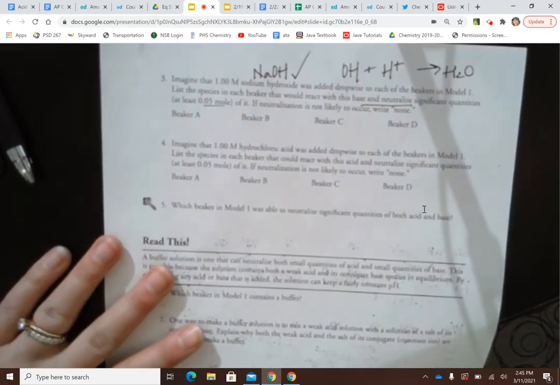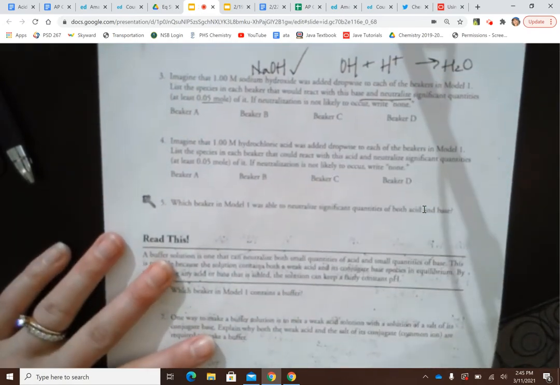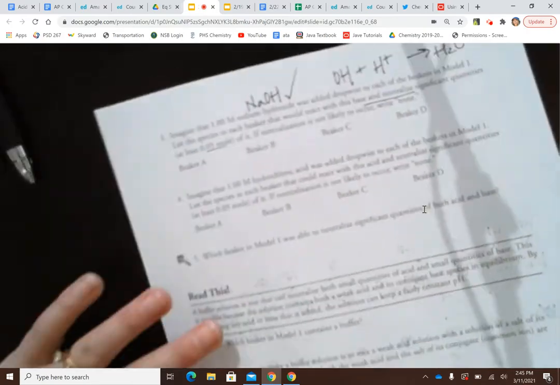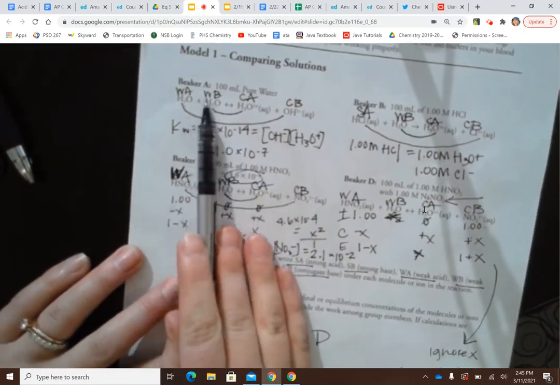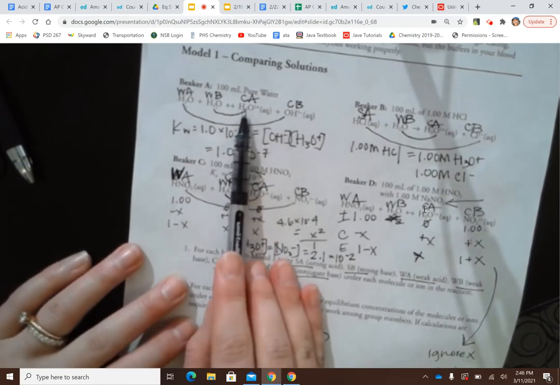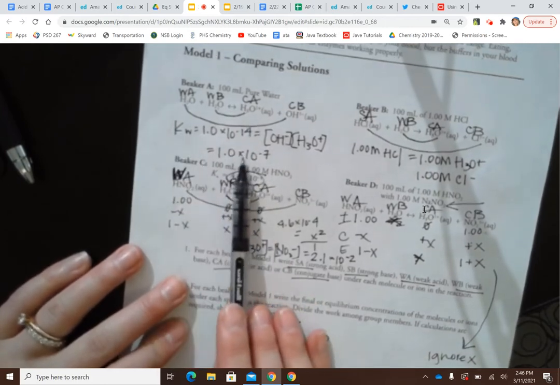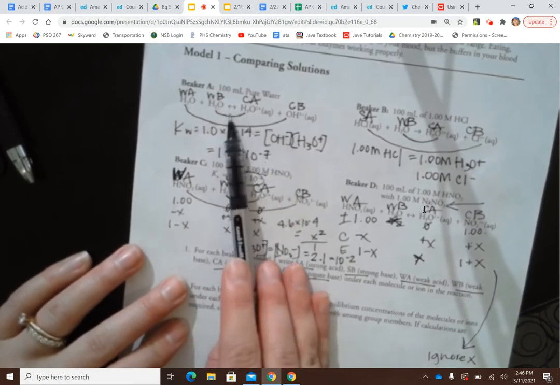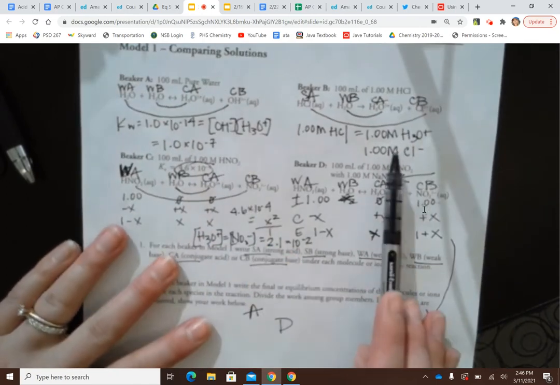So let's see. We need to have enough hydrogen ion to react with. So we're going to throw some hydroxide ion in here. Is there enough H3O plus to neutralize? No, really weak. There's only 10 to the minus 7th here. So no.